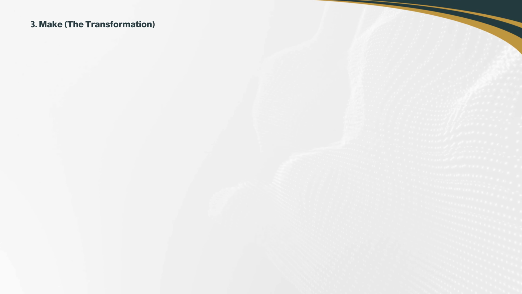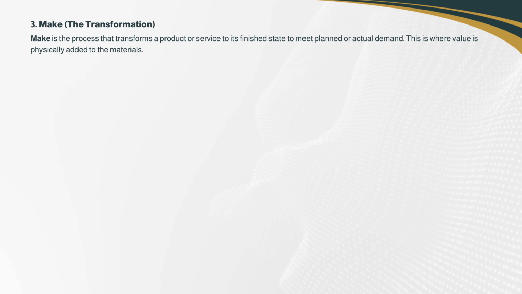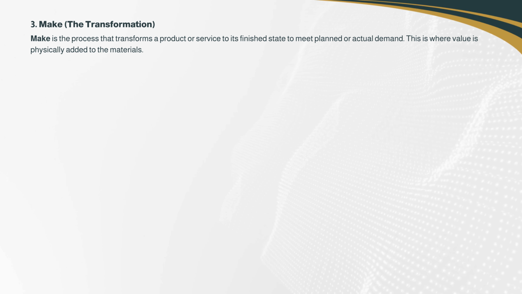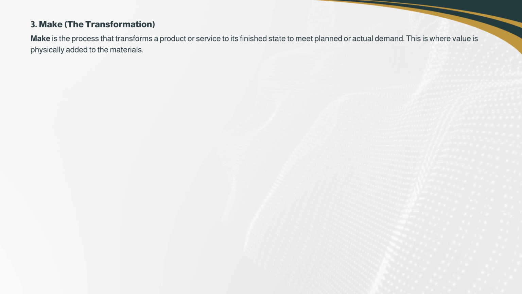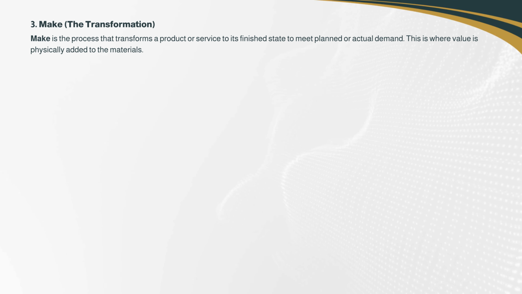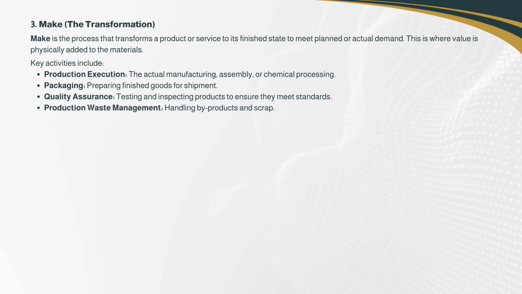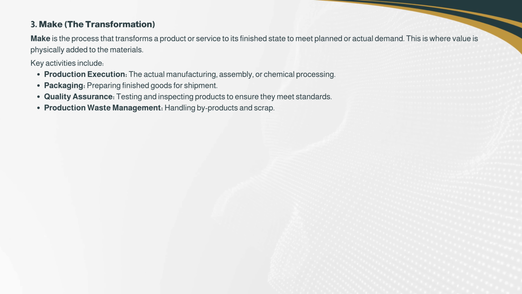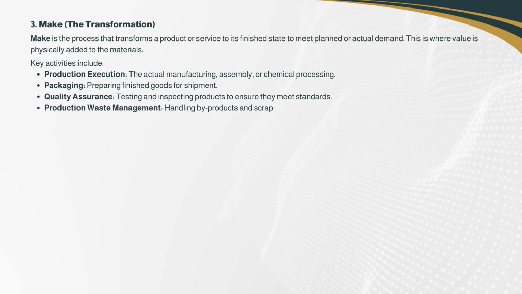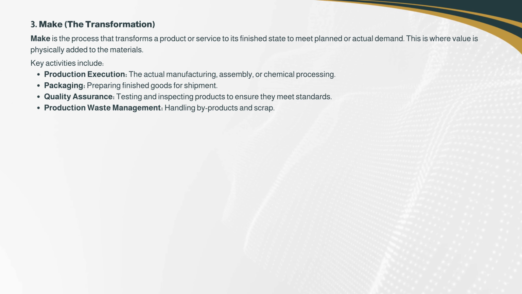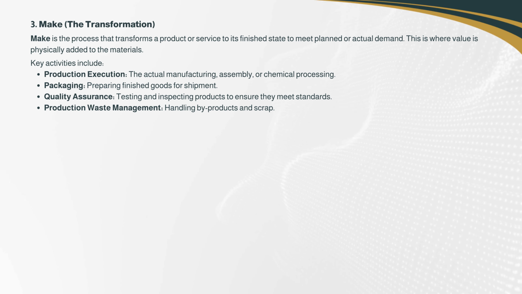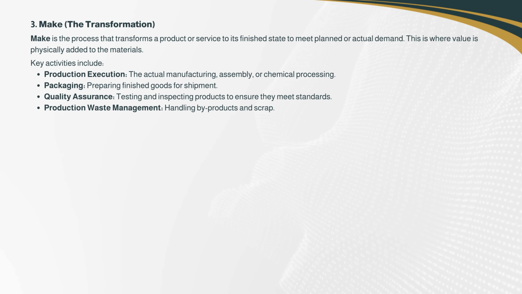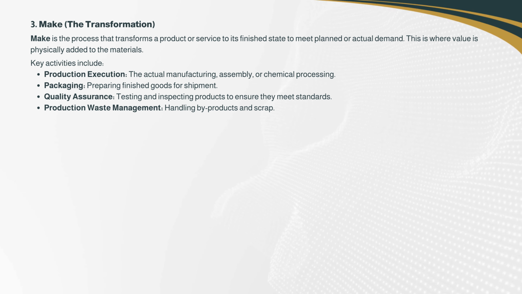3. Make, the transformation. Make is the process that transforms a product or service to its finished state to meet planned or actual demand. This is where value is physically added to the materials. Key activities include production execution, the actual manufacturing, assembly, or chemical processing. Packaging, preparing finished goods for shipment. Quality assurance, testing and inspecting products to ensure they meet standards. Production waste management, handling byproducts and scrap.